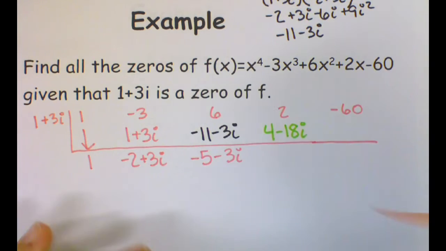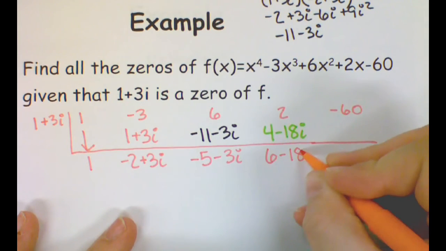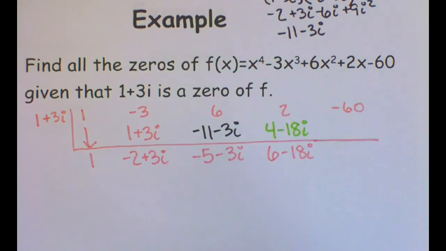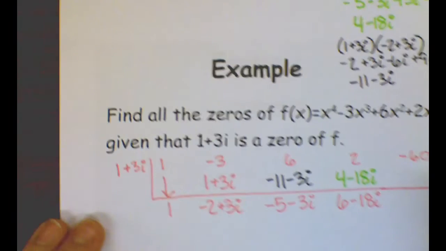Add again. I have 6 minus 18i. Kind of looks miserable, right? We're going to multiply again. 1 plus 3i times 6 minus 18i. Let's go over here.